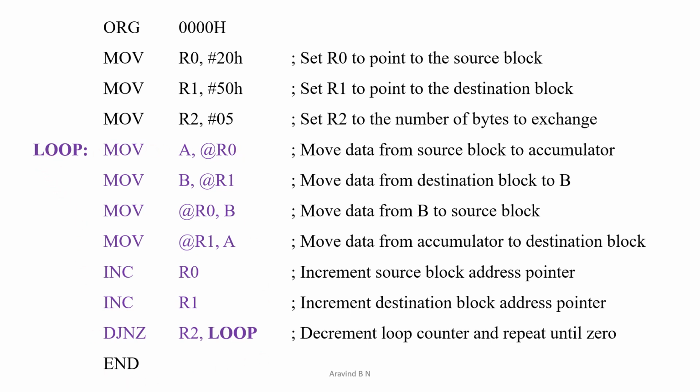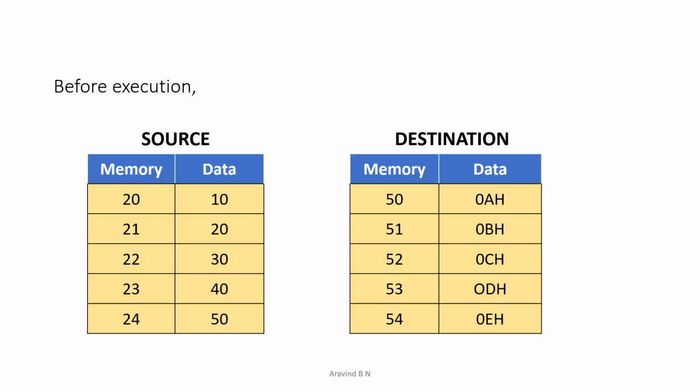Now let us observe the same thing in the simulation. Let us first consider the data available in the source as well as the destination, that means before execution. This is the source starting from 20H to 24H, total 5 data. The data available are sequentially 10, 20, 30, 40 and 50. Like that, the destination starts from 50H, and in that the data available will be 0AH, 0BH, 0CH, 0DH and 0EH sequentially. Now let us get into the iteration process.